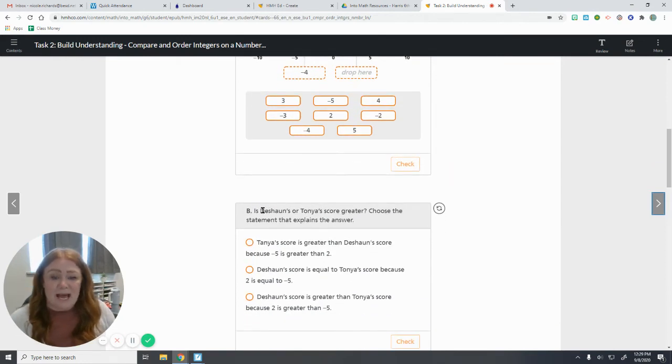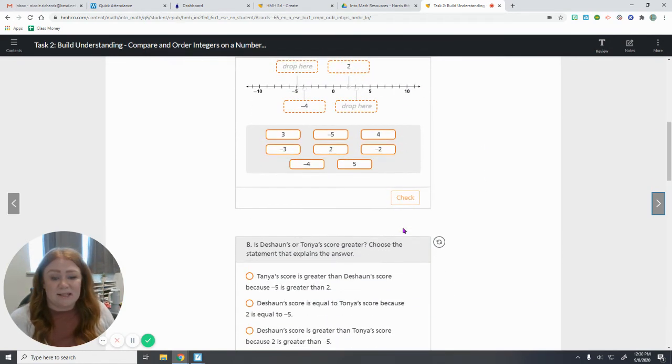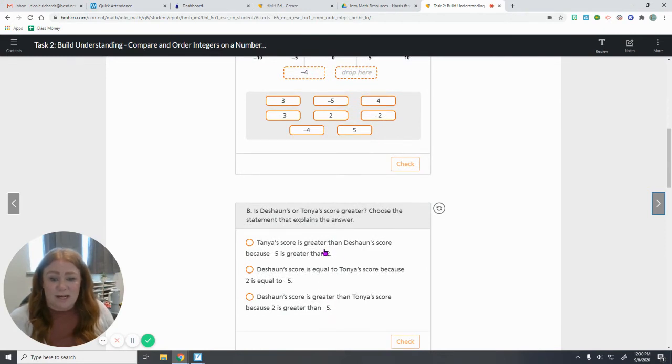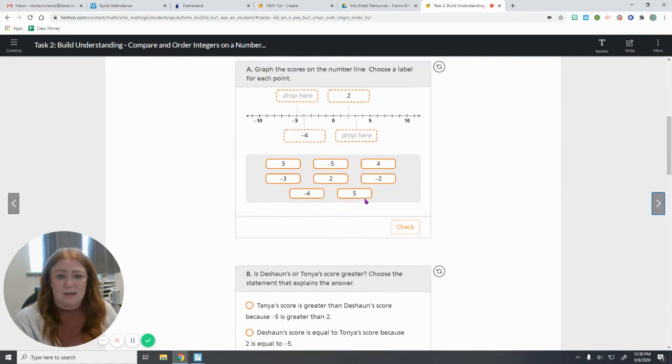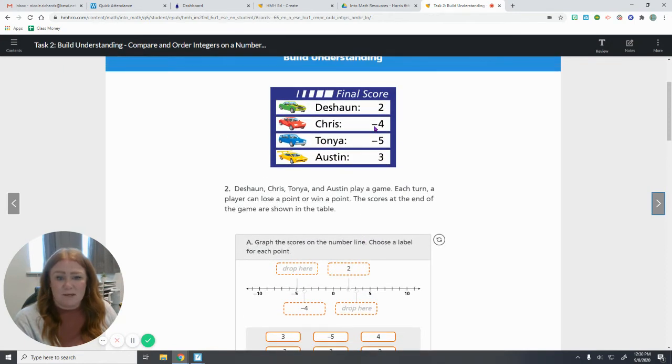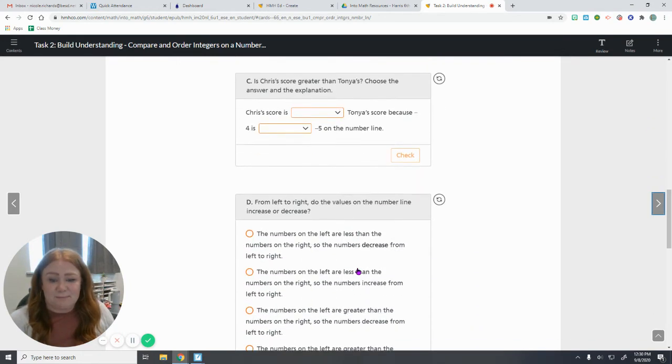Okay, then B asks, is Deshawn or Tanya's score greater? So we're going to look at Deshawn has 2, Tanya has negative 5. So which person's is farther to the right will tell us who has a greater score, and choose your answer here. And then C asks, is Chris's score greater than Tanya's? So Chris has negative 4, Tanya has negative 5. So think about whose is more to the right, so whose is greater, and then answer those questions.